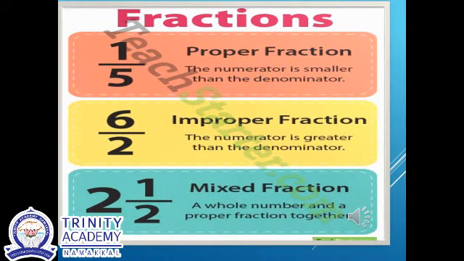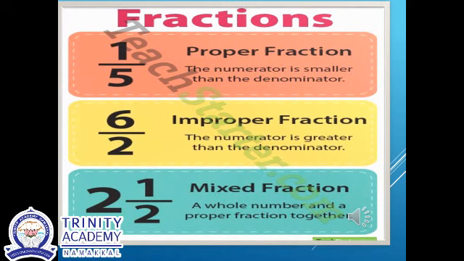Next, types of fractions. First one is proper fractions. If the numerator is smaller than the denominator, it is a proper fraction. For example, 1 by 5. Here the numerator is 1 and the denominator is 5. The numerator is less than the denominator. It is a proper fraction. Next, improper fraction. The numerator is greater than the denominator. Example, 6 by 2. Here the numerator is 6, the denominator is 2. The numerator is greater than the denominator.